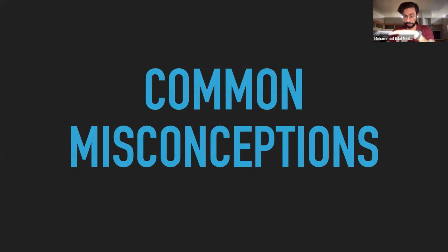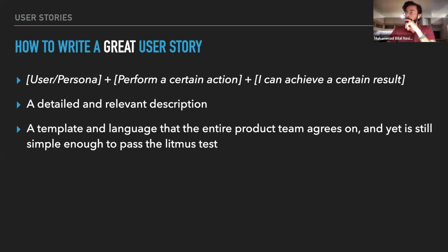Okay, we'll take Jawad's question first. When we define a user story and keep adding details to it, how can we probably determine that now is a good time to break it into smaller user stories? So, Jawad, I think this is relevant to the third point, a template and language that the entire product team agrees on, and yet is still simple enough to pass the litmus test. यहाँ पे this is where you as a product owner or a manager, a designer, developer, जो भी हो, this is where you as a team decide कि हाँ, this is the limit of the story.